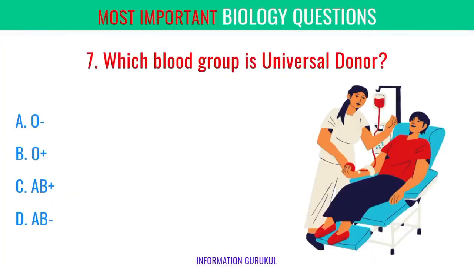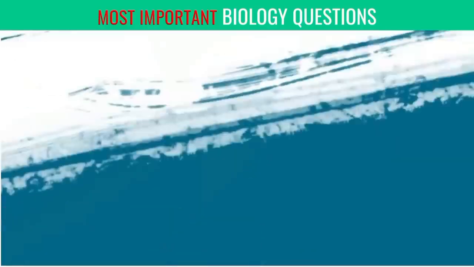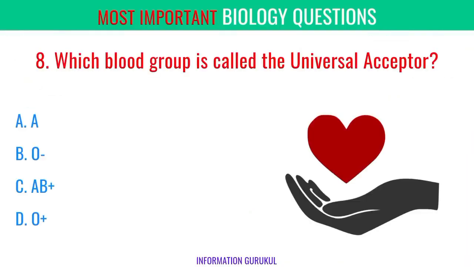Which blood group is universal donor? O negative. Which blood group is called the universal acceptor? AB positive.